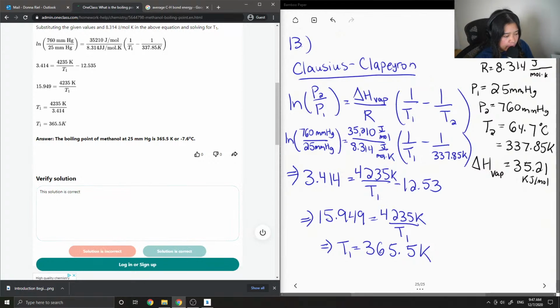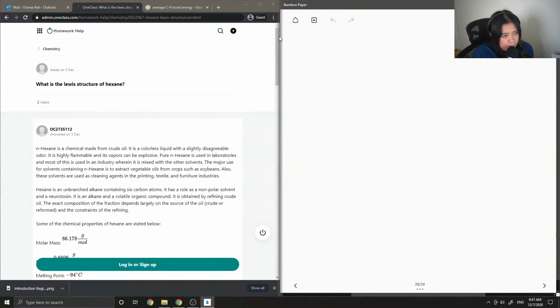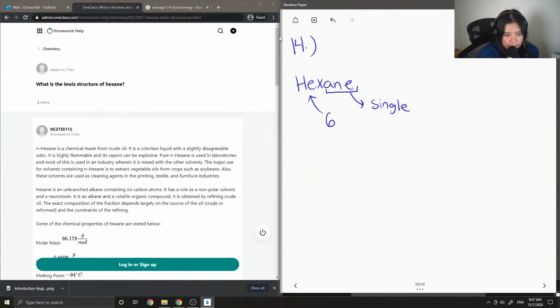I think I got time for one more question, which just asks, what is the Lewis structure of hexane? So hexane has a prefix of hex, which is equal to 6. And the fact that it ends in ane just tells us that there are only single bonds in the hydrocarbon. So all we need to do is write out 6 carbons and then fill out the remaining bonds with hydrogen.